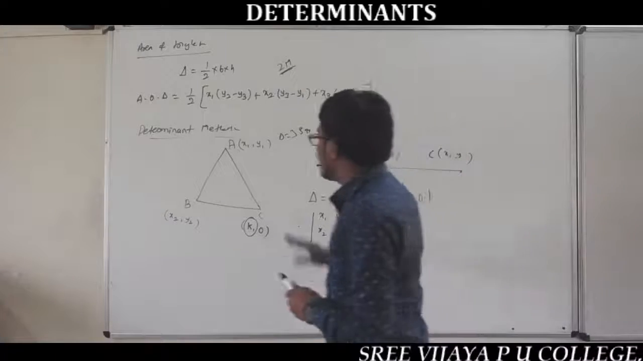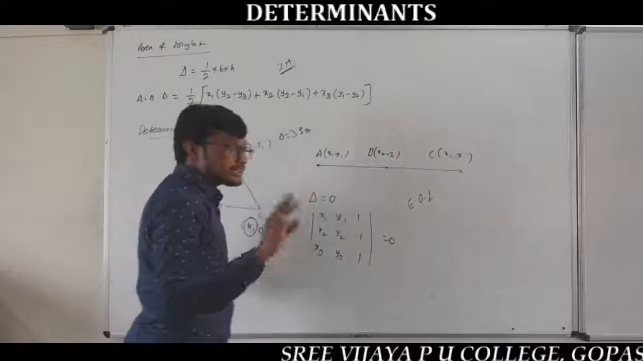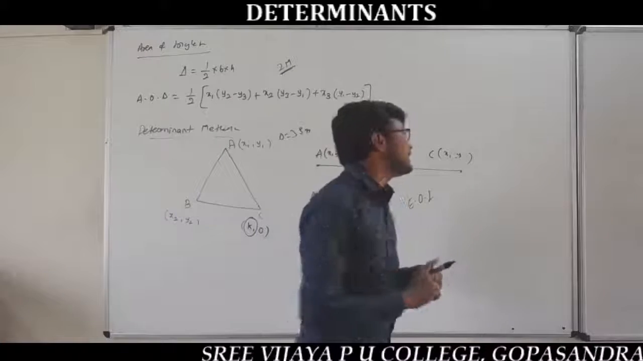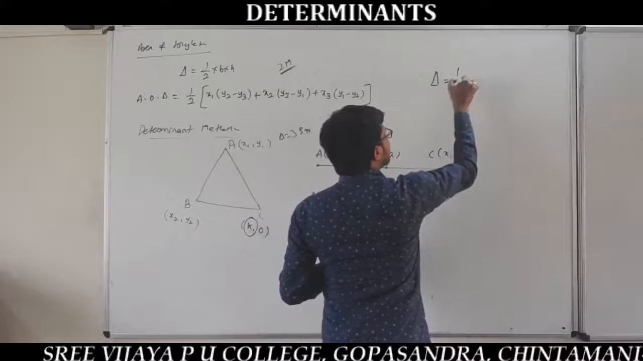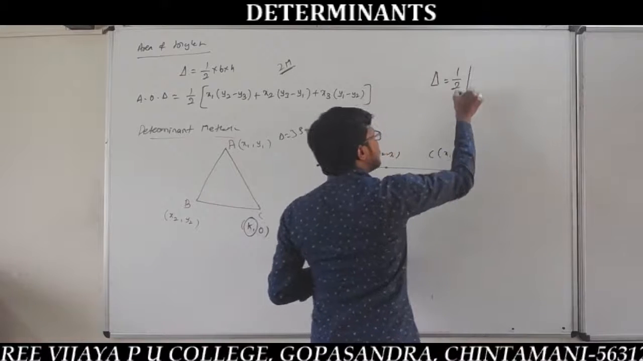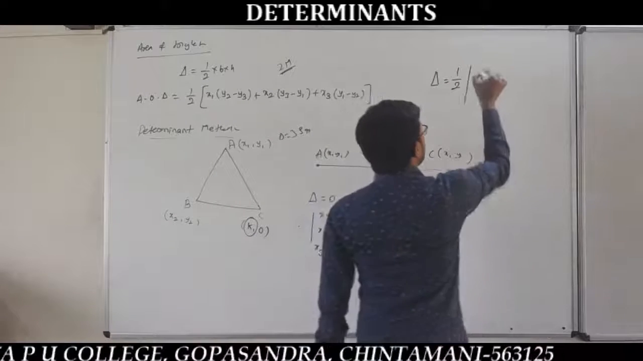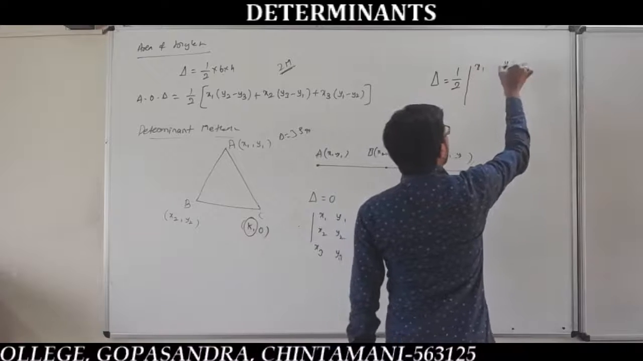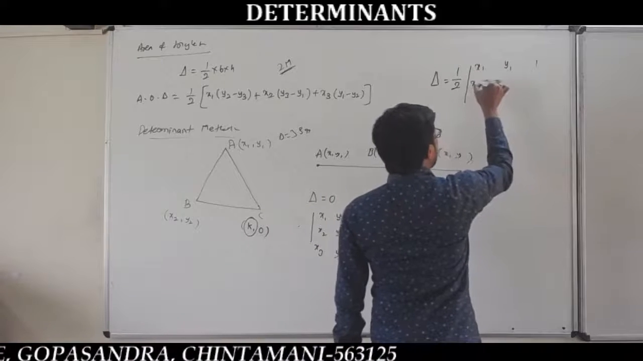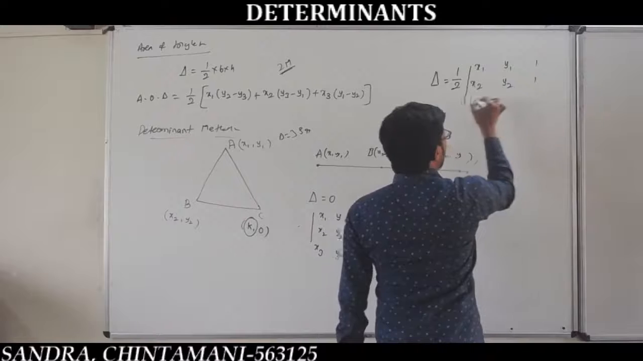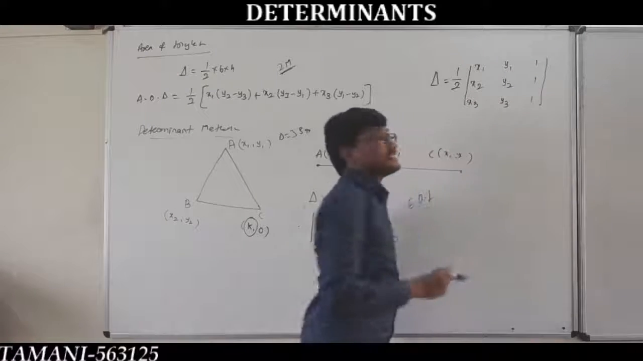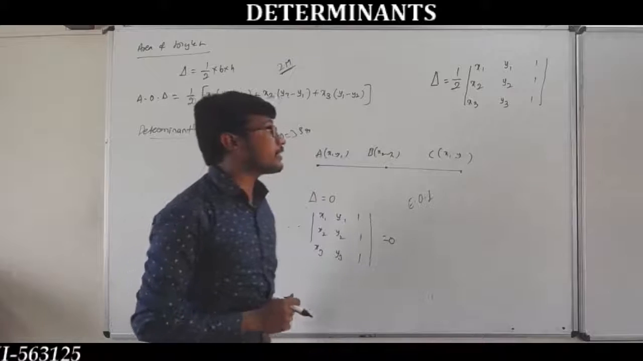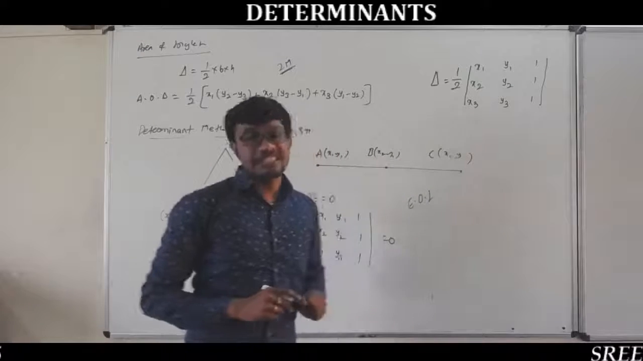Okay. So here, in total, we have 3 concepts. The first concept: you can simply find the area of a triangle by using 3 points. The formula is delta equals 1 by 2 determinant of x1 y1 1, x2 y2 1, x3 y3 1. So this is to find the area of a triangle by using determinants.